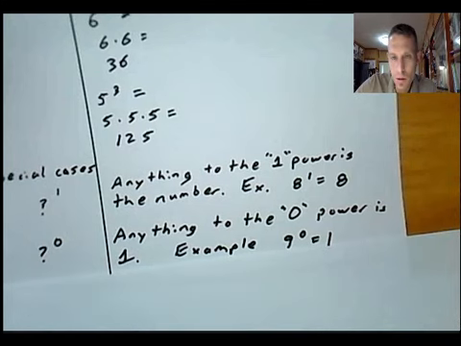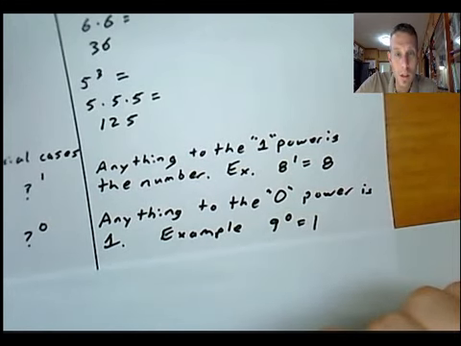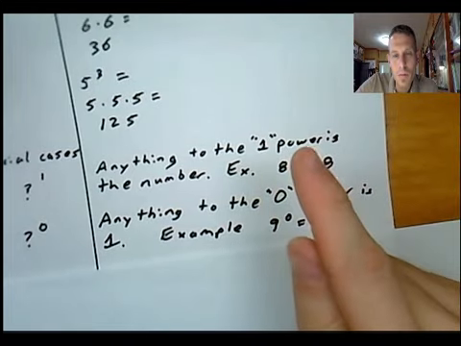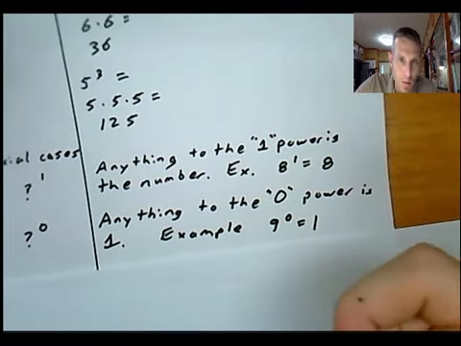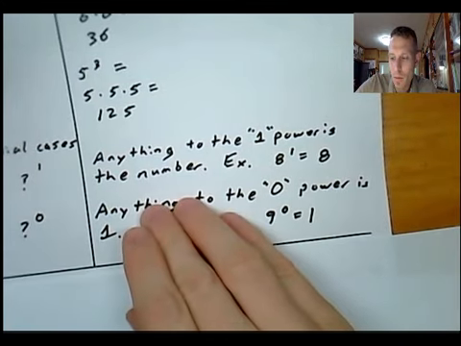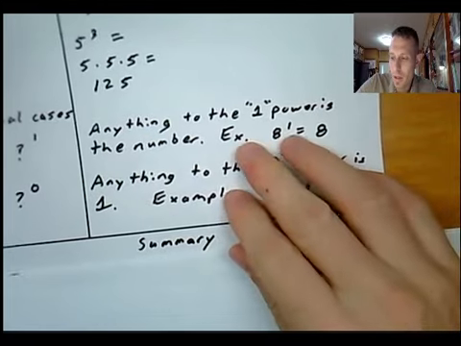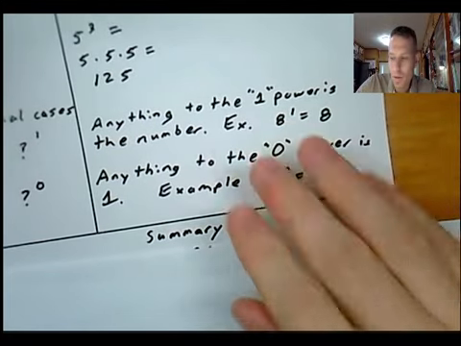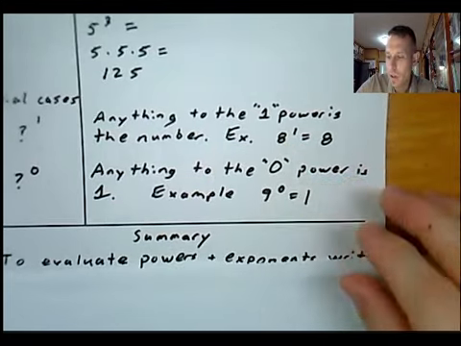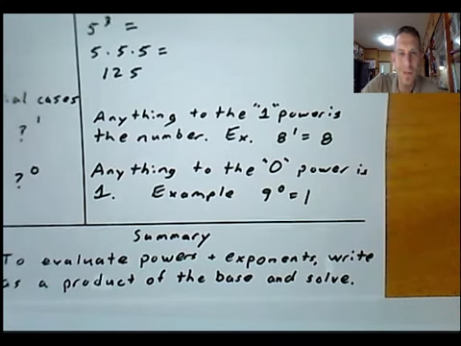But a number to the 0 power is a special case. It actually always equals 1. So 3 to the 0 power would be 1. 100 to the 0 power would be 1. And here we have 9 to the 0 power is 1. It's just something you have to remember. And so that's evaluating exponents. We'll do some more practice in class. So in summary, to evaluate powers and exponents, write as a product of the base and solve. So there you go, exponents in a nutshell.